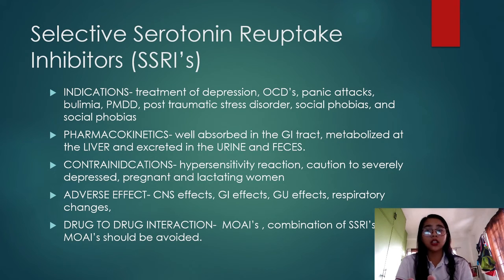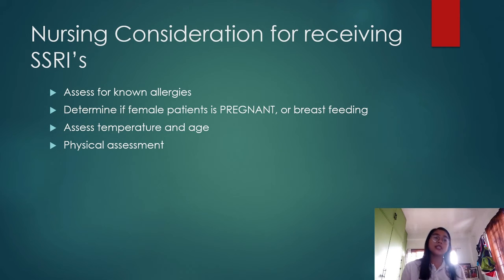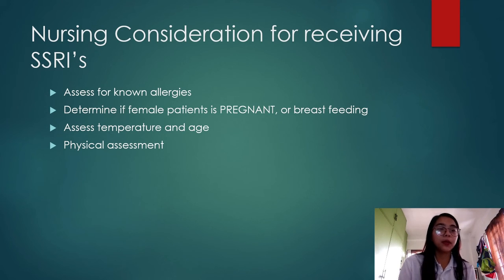For its drug-to-drug interaction, combination of selective serotonin reuptake inhibitors and monoamine oxidase inhibitors should be avoided to avoid having high adverse effects. So there are nursing considerations for patient receiving SSRIs. So same as the two drugs, you should always assess for any known allergies to avoid hypersensitivity reaction. Knowing the history of the patient, we may avoid severe depression and suicide. So you will also check if the patient is pregnant for females and breastfeeding, because we should take caution in these situations, and drug use should be limited.